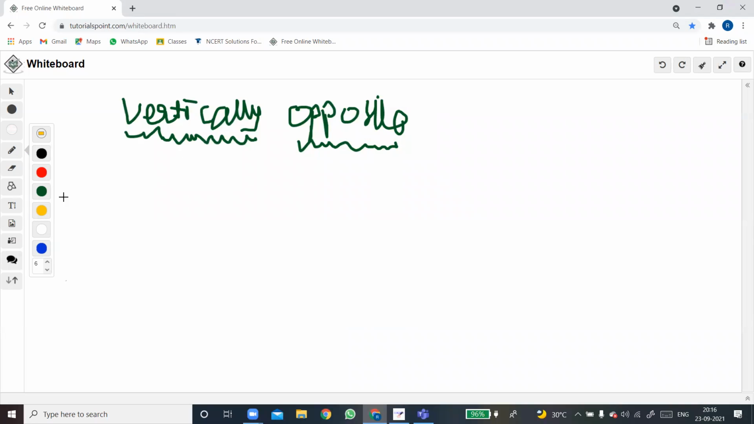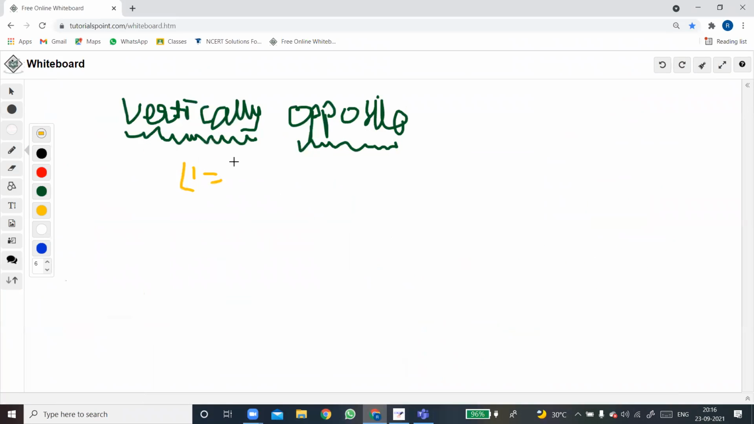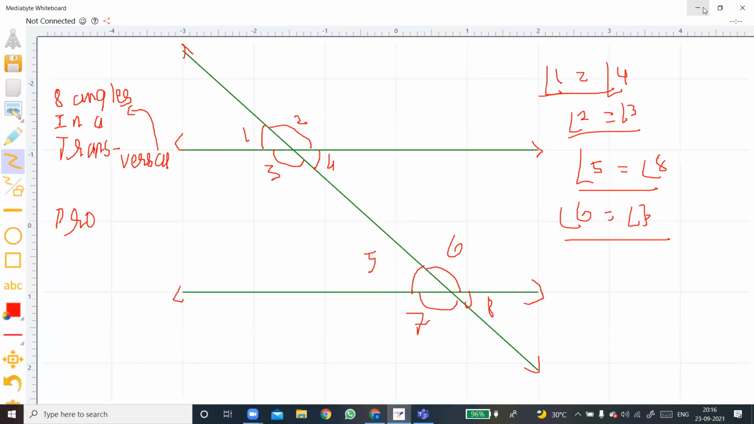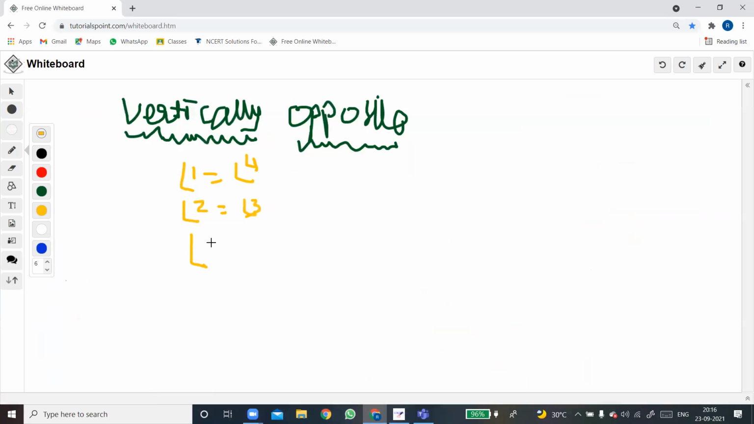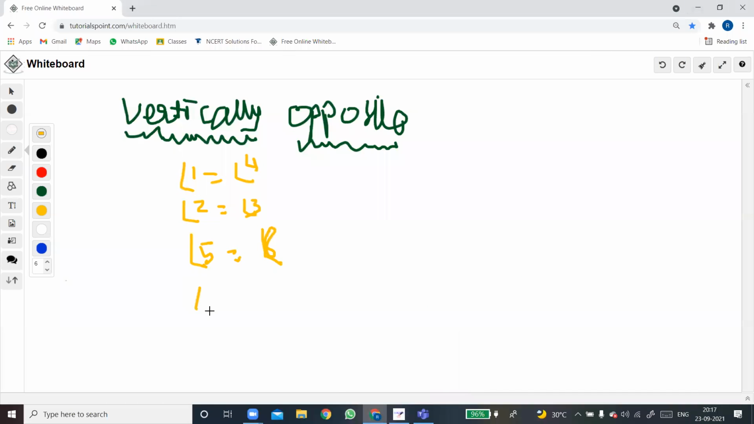I'll just write it down here. So what are the angles? Angle 1 and angle 4, right? Angle 2 and angle 3, right? And angle 5 and angle 8, and angle 6 and angle 7. So totally we have 4 vertically opposite pairs. How many? 4.